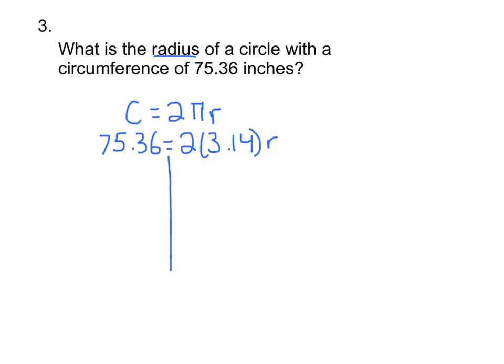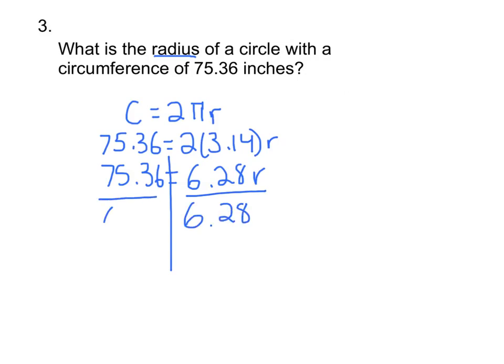Now I draw my line and I solve. First I multiplied my 2 and my 3.14, and next I'm going to do the inverse operation of multiplication, and I will divide both sides by 6.28. And I get 12. So my radius is 12 inches.